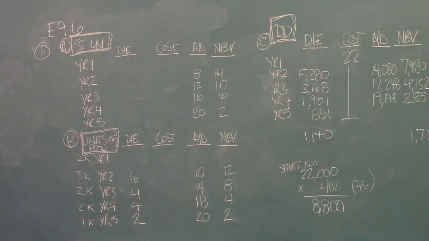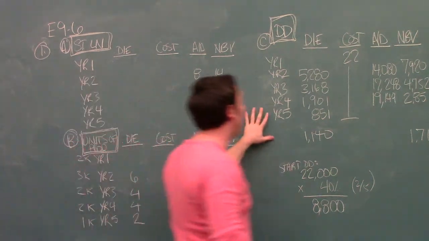Assume that the estimated productive life of the machine is 10,000 units. Expected annual production for year 1 was 2,000, year 2, 3,000, etc. Part 1, complete the depreciation schedule for each of the alternative methods, rounding answers to the nearest dollar. So they want straight line, units of production, and double declining balance method.